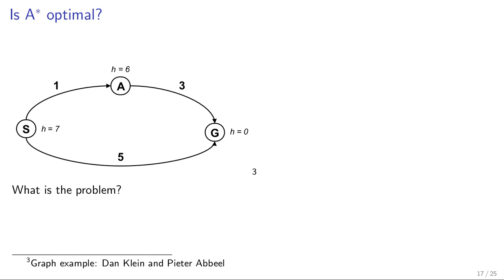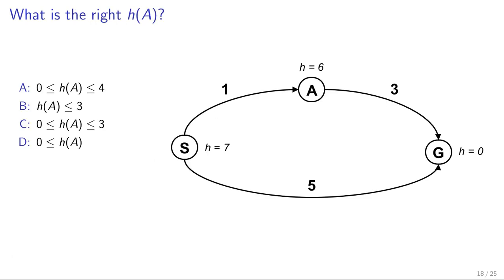So let's make a poll. What would be the right heuristic for A out of these A, B, C, D?